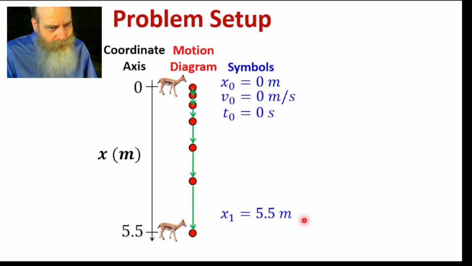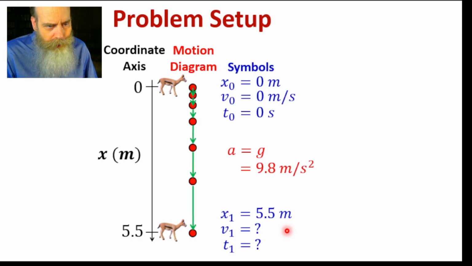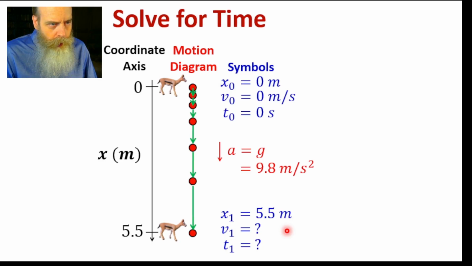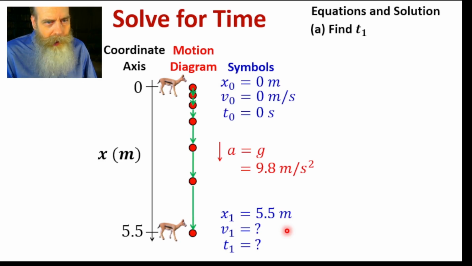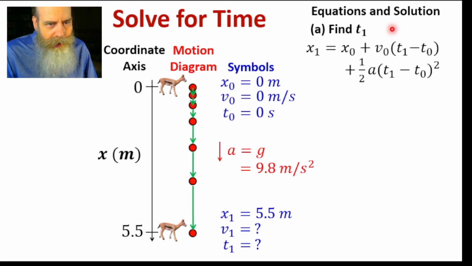That's her final position. v1, her final speed, her final velocity, we don't know. That's what we're trying to find. And t1, the time for her to get to the ground, is also something we don't know. That's what we're going to find. And throughout this, the acceleration is equal to g, and that's 9.8 meters per second squared, and it is directed downwards. Let's solve for the time. Part A, find t1. We can use this kinematic equation.